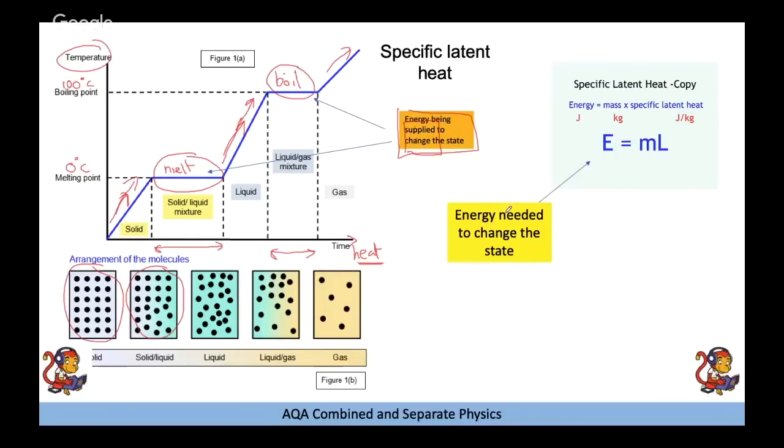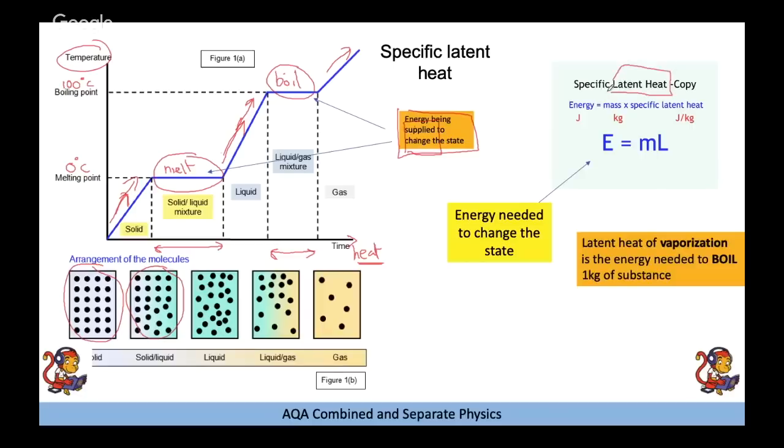So here we go. This is the energy needed to change the state on these sections here, how much energy is put in. So there are two different types of specific latent heat. One for this one here and one for this one here. So the latent heat of vaporization is the energy needed to boil 1 kg of substance. So remember, vaporization, making a vapor, making a gas, is to do with the boiling. And the latent heat of fusion is to do with melting. And think fusion, you're fusing things together, so kind of the opposite of melting.